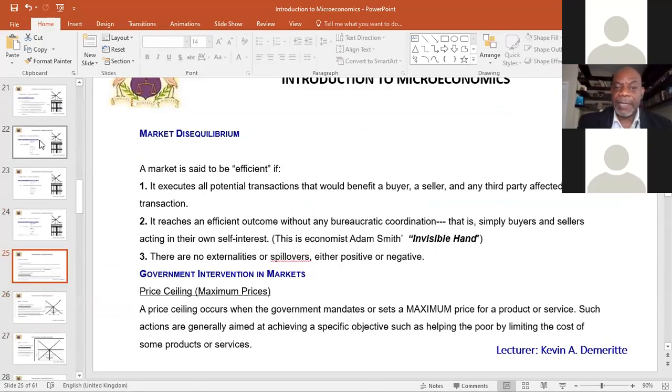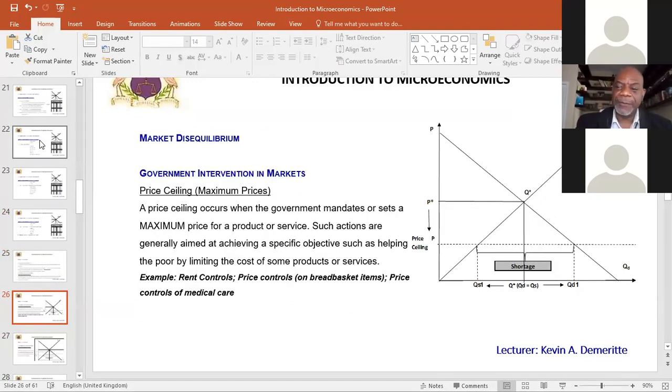Okay, so yes. Government is imposing a price ceiling. Right? Government says, I am going to set a maximum price for a product or service, and the market cannot charge a price higher than this price. Right? And we have examples of this in things like rent controls, price controls on breadbasket items, price control on medical services, etc. Right? And the idea behind such an action by the government is usually aimed at helping the poor or limiting the cost of some product or services. Right? But clearly, it's an interference in the market, it's an intervention in the market, and it causes the market to move away from equilibrium.